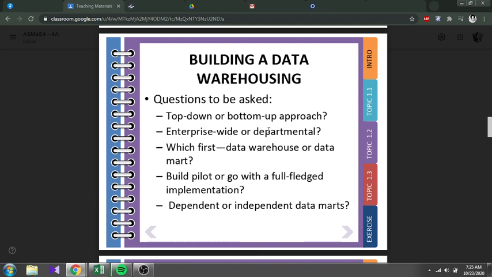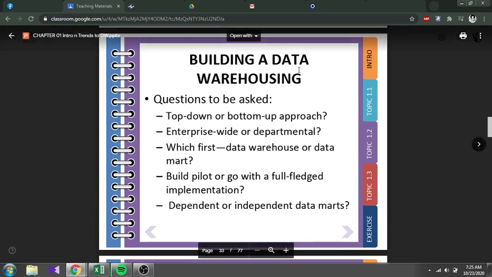So next one, building a data warehouse. Questions to be asked: is it a top-down or bottom-up approach? Is it enterprise-wide or departmental? Which first, data warehouse or data mart? And build pilot or go with a full-fledged implementation? Build pilot ni meaning we do like a pilot test, you know, testing first on the one segment, one department of this company. Is it okay or not?